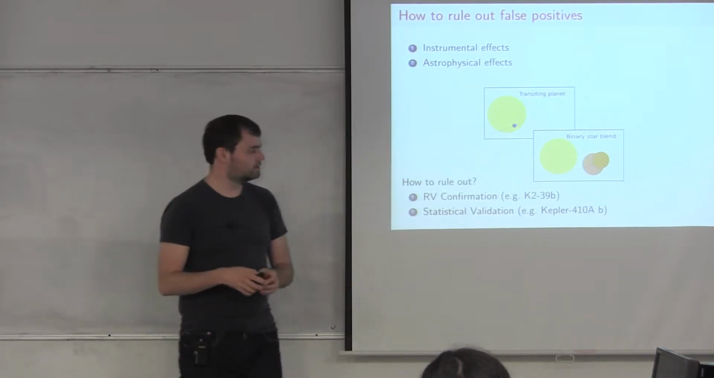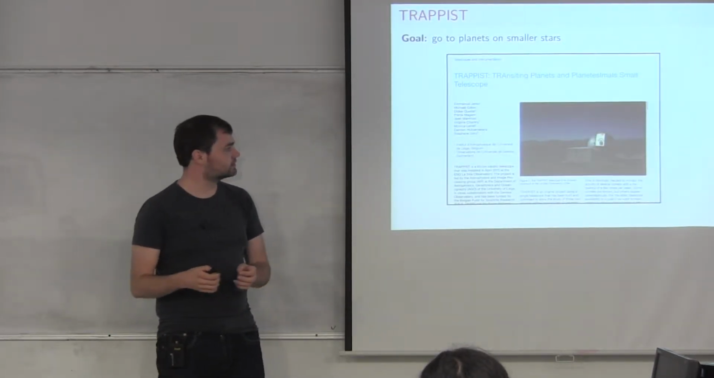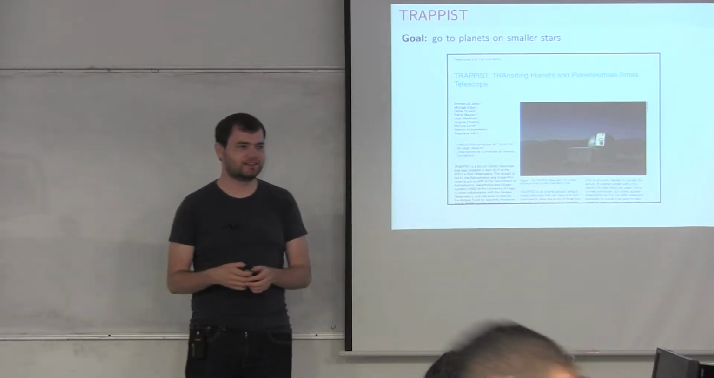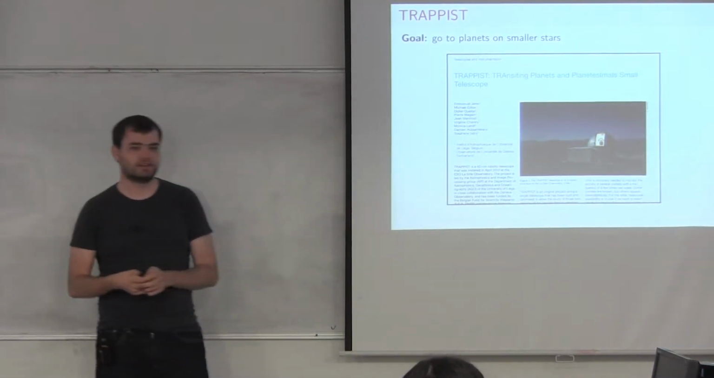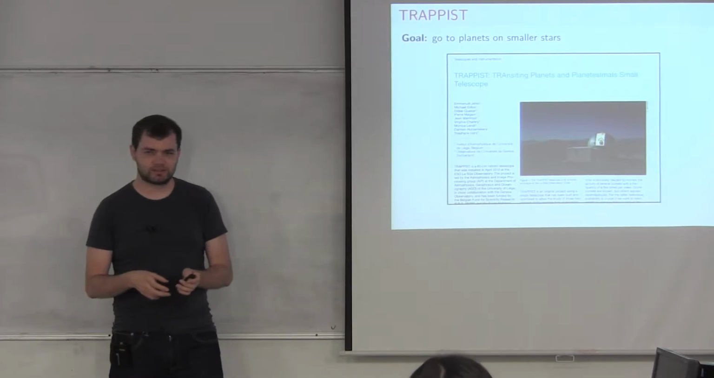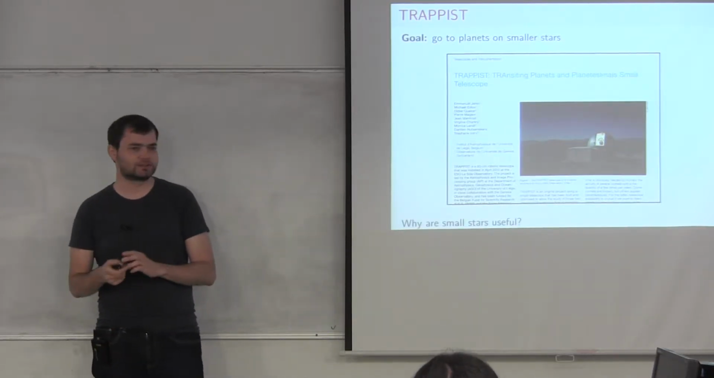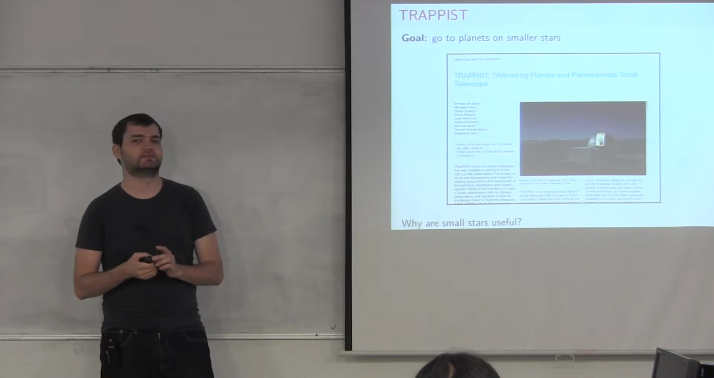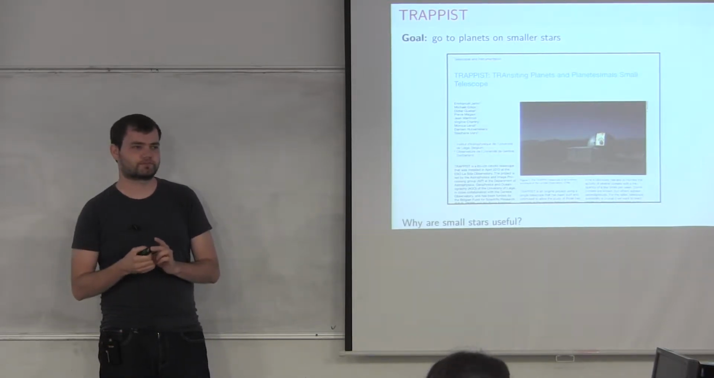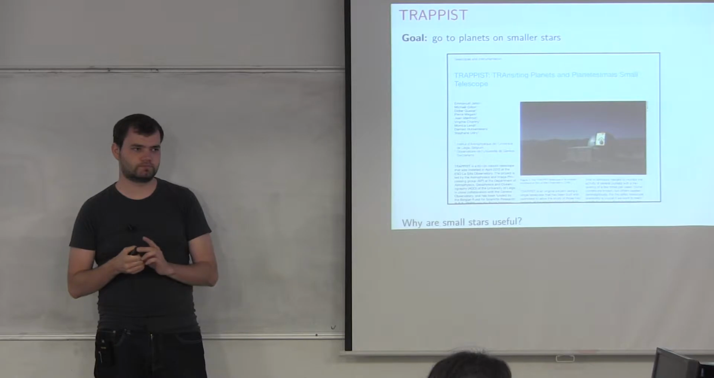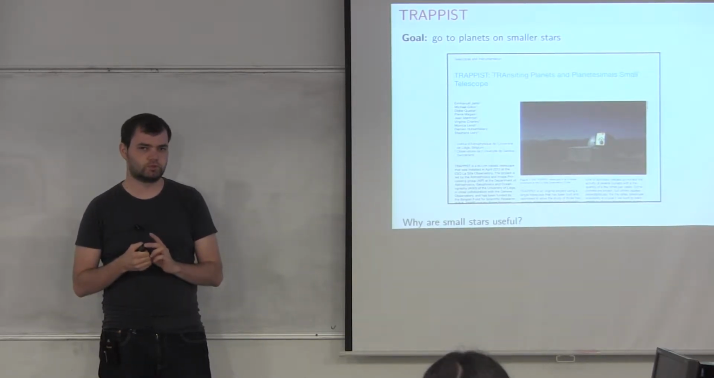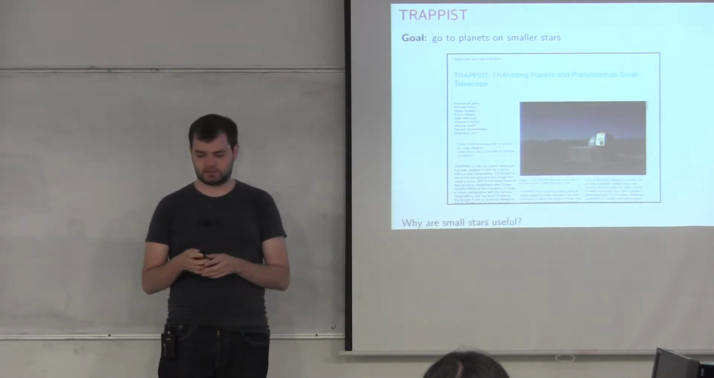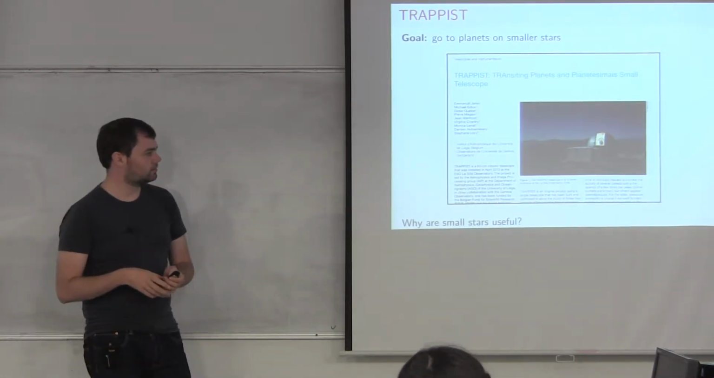So, then yesterday, no, that's wrong. Friday, we talked about a few of the results that we got from transits. So we talked a bit about TRAPPIST with a question about why going to small stars is useful. Anyone? Because you can get a bigger transit. You can get deeper transits because the stars are smaller. Yeah, that's the main reason.